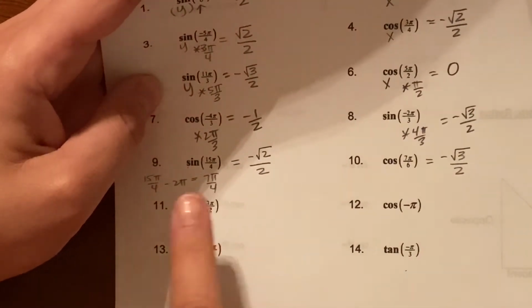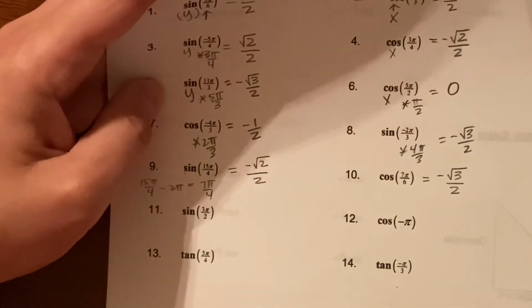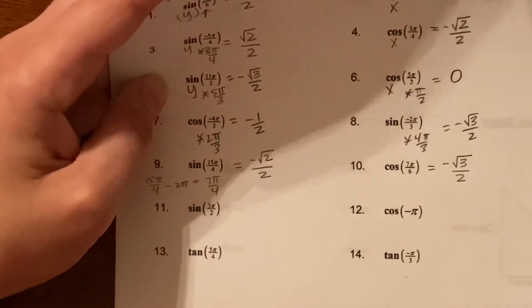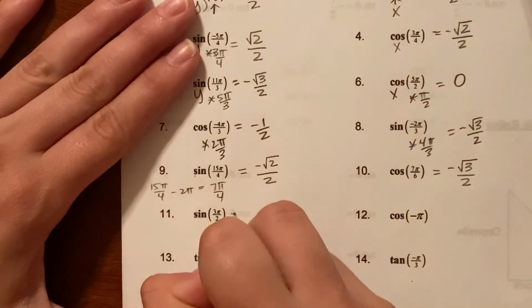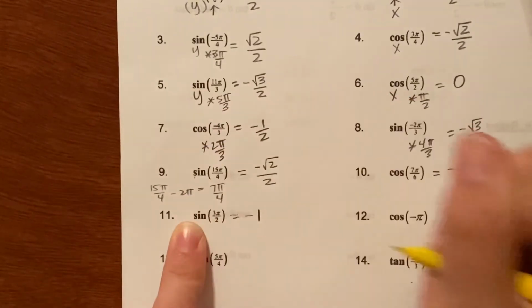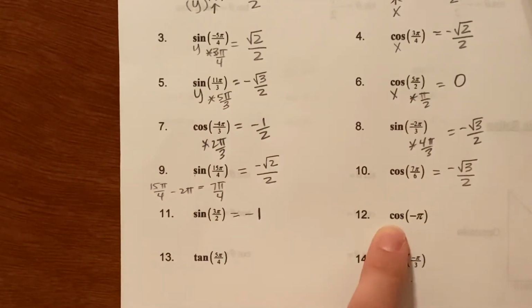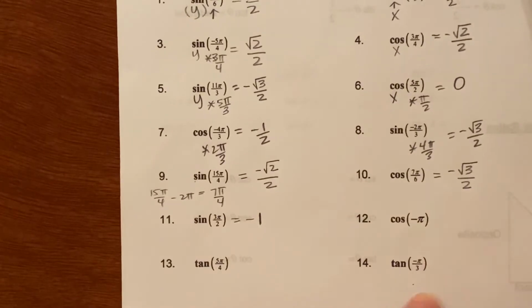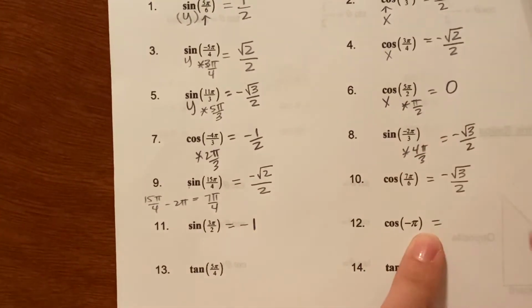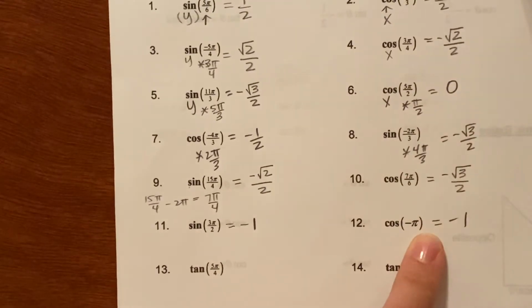Okay, y'all do 11 and 12. Pause the video, do 11 and 12. Okay, let's check. These were straightforward on the unit circle. The y value at 3 pi over 2 is negative 1. If you're doing the x value of negative pi, well, if you go negative pi, that's the same thing as going positive pi, and the cosine over there is also negative 1.